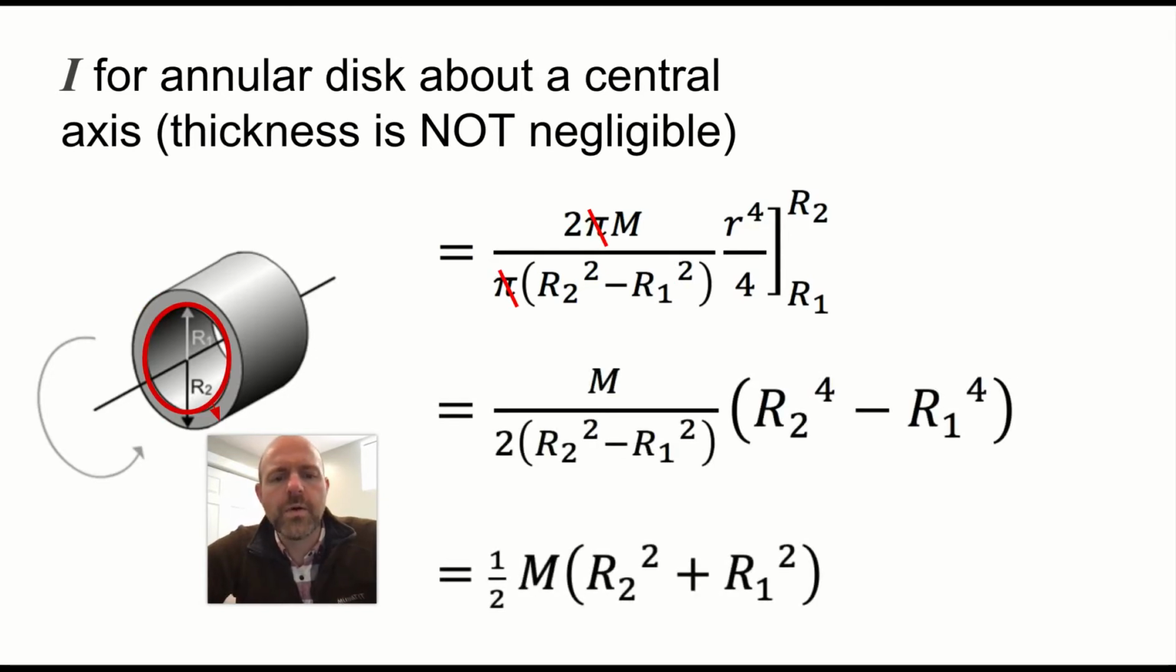And although the formula is a little bit complicated, it simplifies down to basically saying it's the moment of inertia of a disk of radius r2, subtracted by the moment of inertia of a disk of radius r1, which is kind of an interesting result.